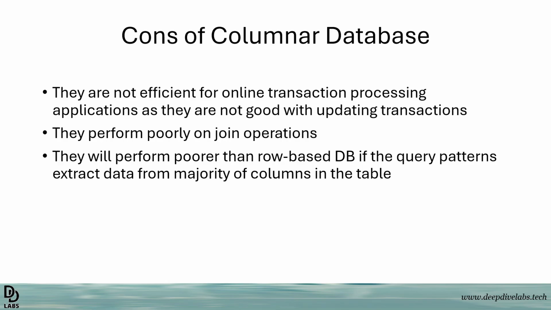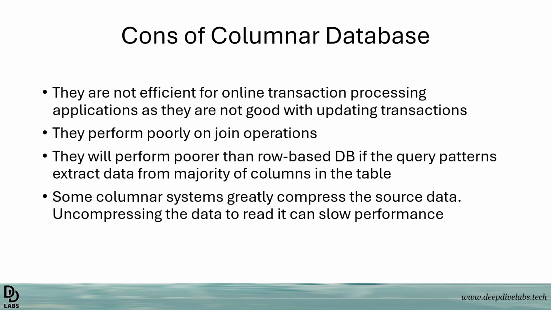So if you are doing aggregation on a particular column, then a columnar database would be more efficient. But in most cases, if you have to extract data from the majority of the columns in a table, then you are better off using your RDBMS, because in a columnar database your data is stored in terms of the column, right? So if you are going to use multiple columns to search your data, that's going to take a lot of time. Some columnar systems greatly compress the source data, right? So when you're reading your data, uncompressing the data can result in slow performance, all right? So that is also something that we need to keep in mind.